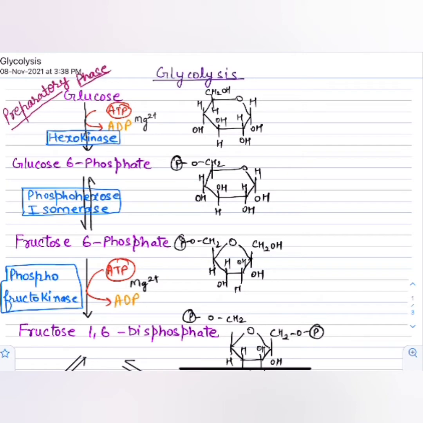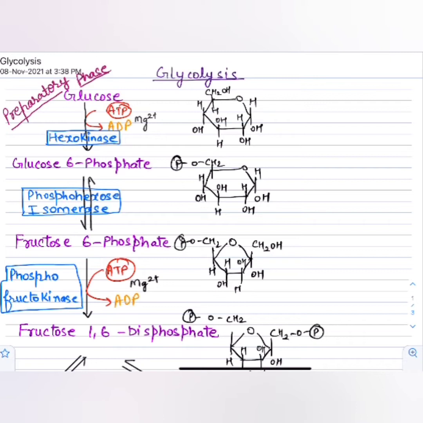So this pathway is also called Embden-Meyerhof Parnas pathway. Regardless of whether glucose is fermented or respired, it travels through this pathway, thus it is referred to as the universal pathway of glucose catabolism.